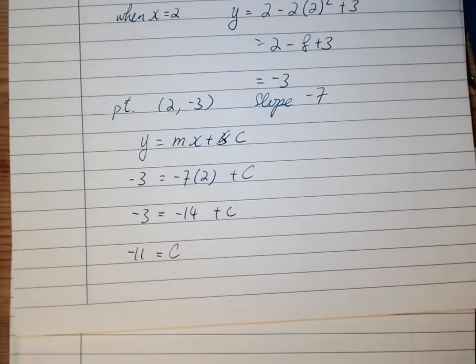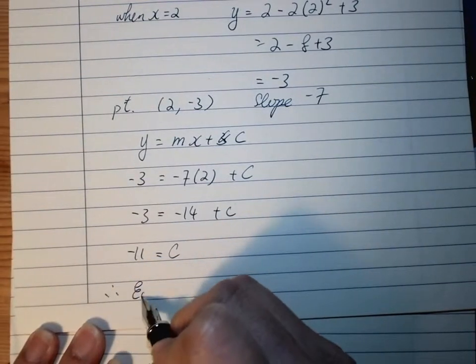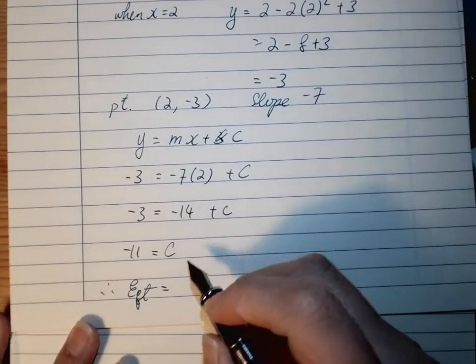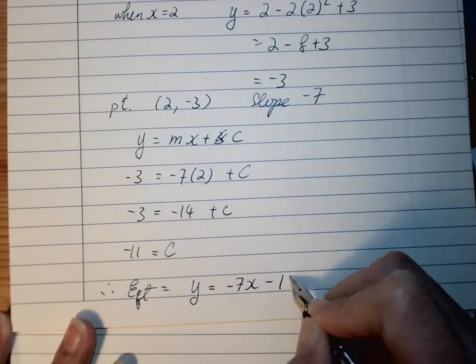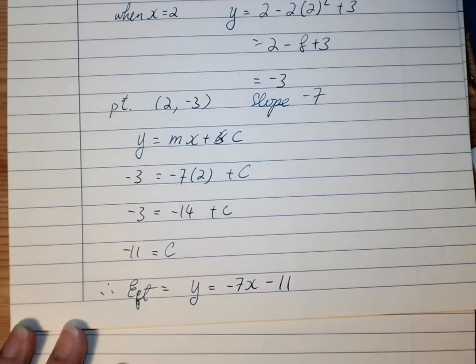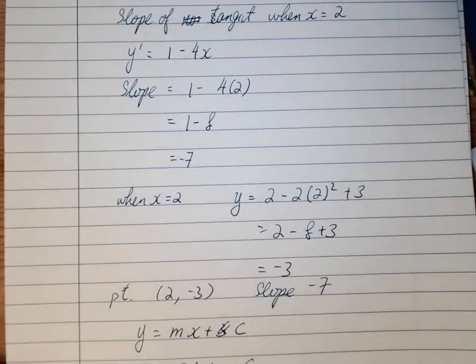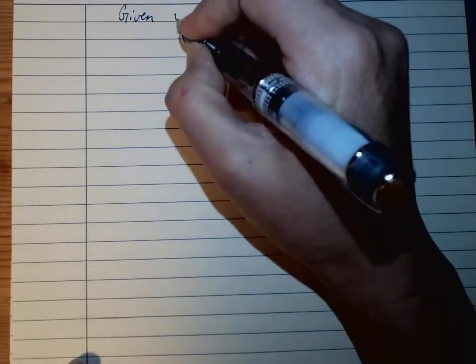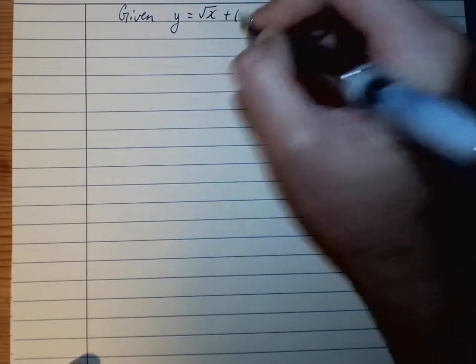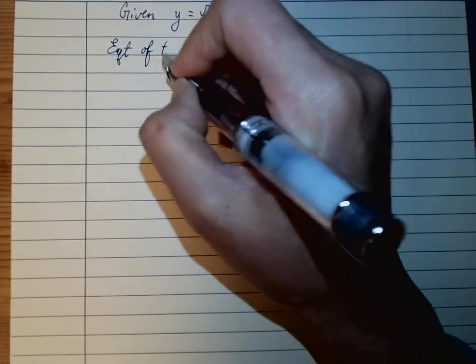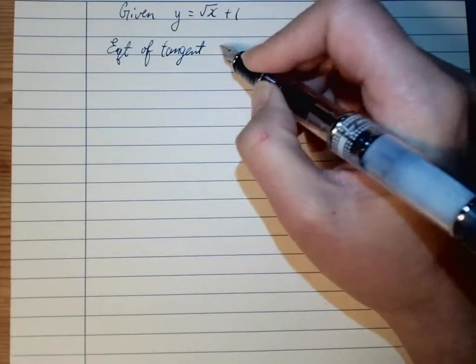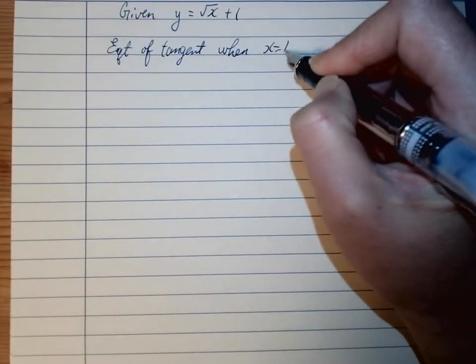So therefore, our equation would be y equals negative 7x minus 11. Let's do another one. Now this time, given y equals root x plus 1, I want the equation of the tangent when x equals 4.